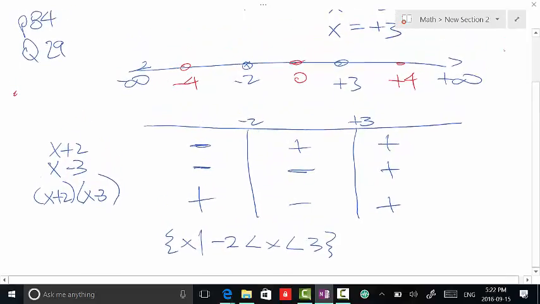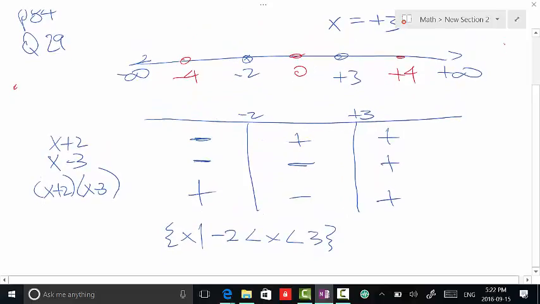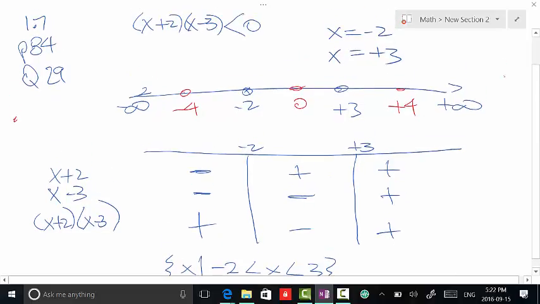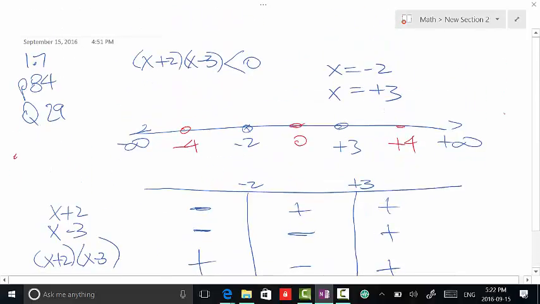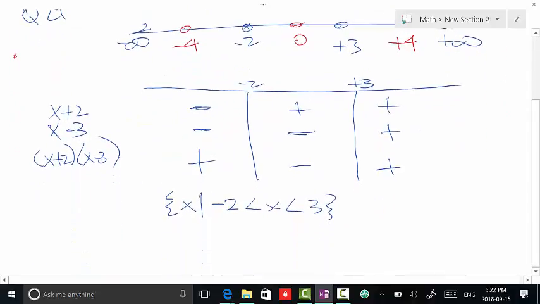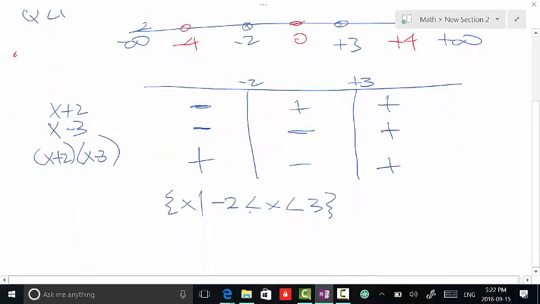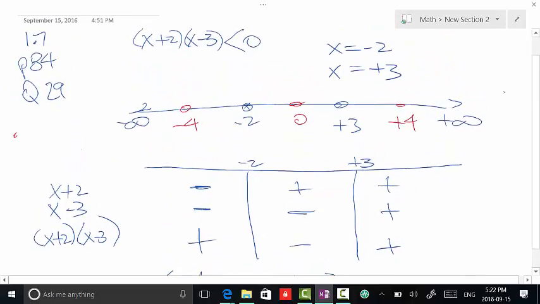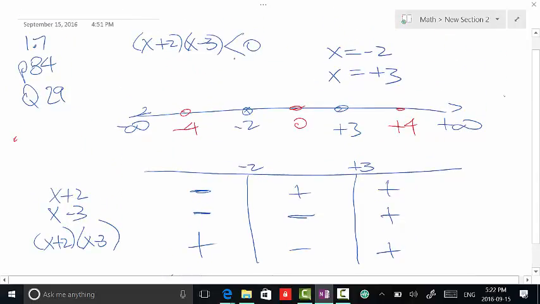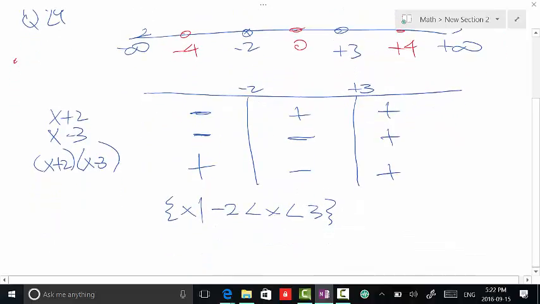So in other words, over the interval between -2 and +3, the nonlinear inequality (x + 2)(x - 3) will be negative. Notice that my inequality signs have no equality part to them, and that's because the nonlinear inequality does not have an equality part to it.